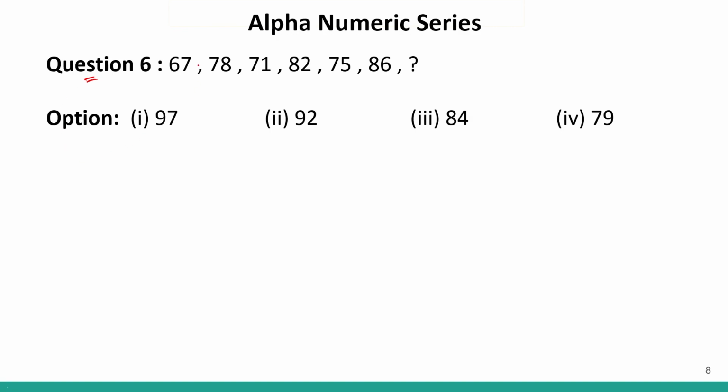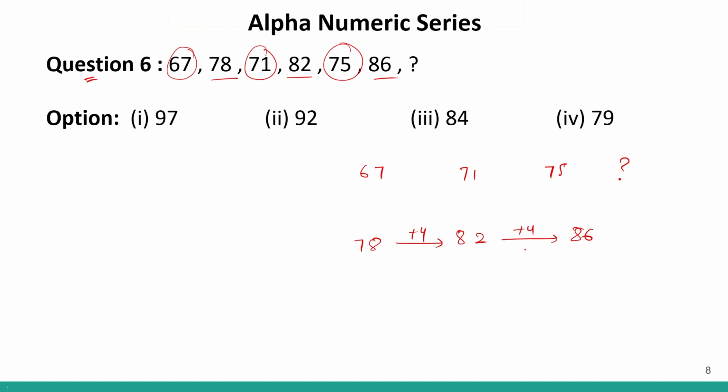Question number 6, we have 67, 78, 71, 82, 75, 86. Now, if I look at these numbers, they seem a little closer comparatively to this number. So let's say this is a combination of 2 series, I have 67, 71, 75 and the missing term, and I have 78, 82 and 86. If I move here, 78 to 82, I can see plus 4. And over here also I can see plus 4.